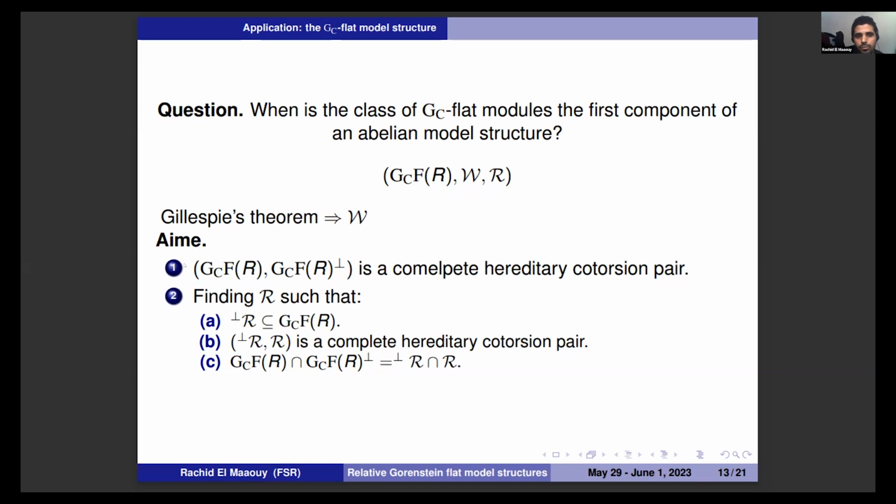First, we need to prove that the class of GC flat modules is the first component of a complete hereditary cotorsion pair. The second part, which is the difficult one, is difficult because we first need to find the class R, because we know nothing about R, and we need to prove that it satisfies the following three properties, in order to apply the GSP theorem.